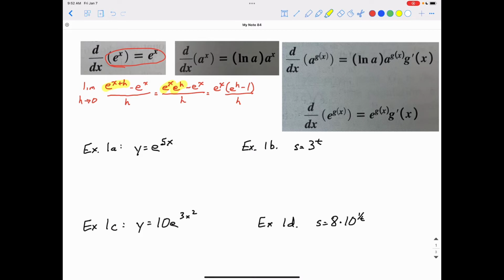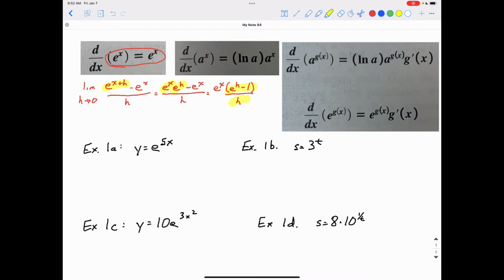And even though we still can't do a direct substitution, by the time you look at this portion on a graphing utility, you can see that it is approaching 1. So you're left with just e to the x times 1, which is just e to the x power. So e to the x is its own derivative.